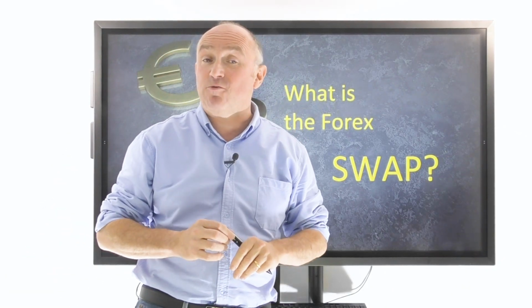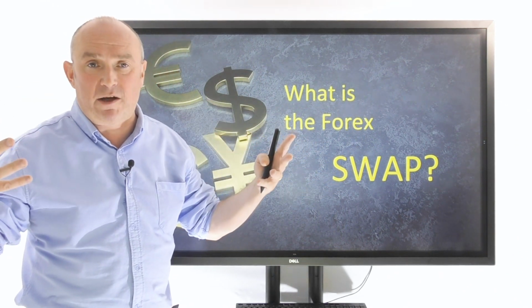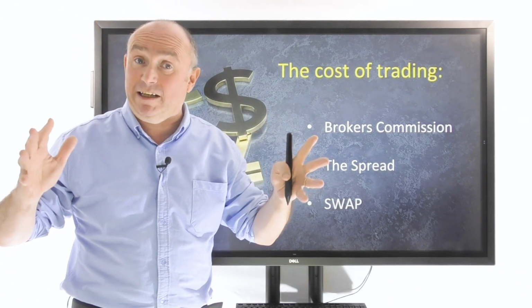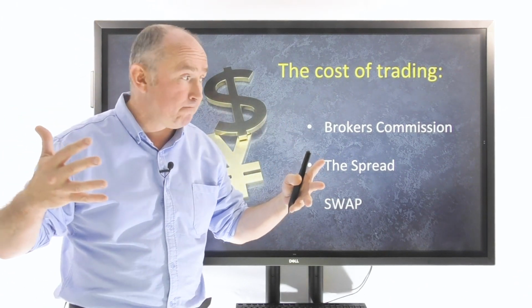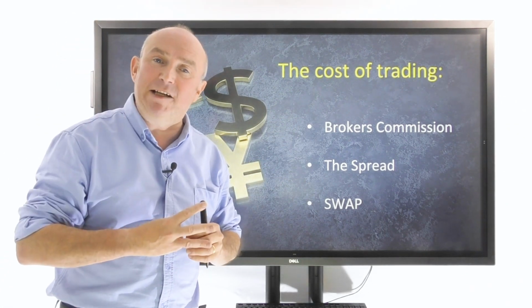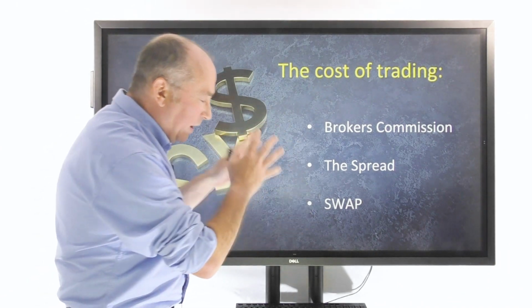Okay, so let's get right into it. Now, it doesn't matter what trading entity you're trading, whatever financial market you're looking at, there's always going to be an associated cost to trading, the cost of doing business. And the forex market is no different. The forex market has three main costs to consider. You may be familiar with the broker commission and the spread. Today we're going to talk about the swap.